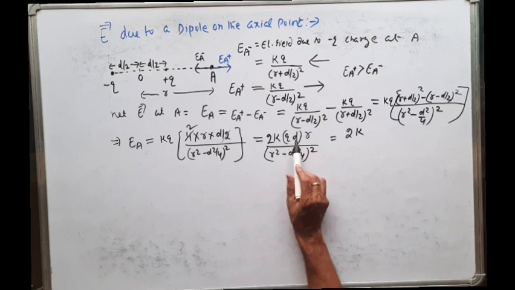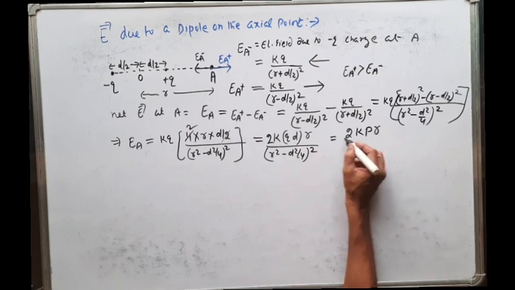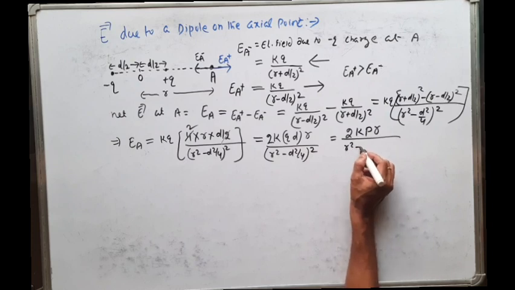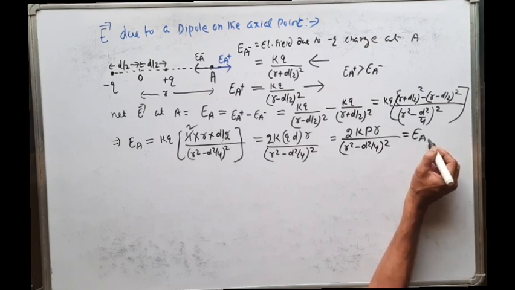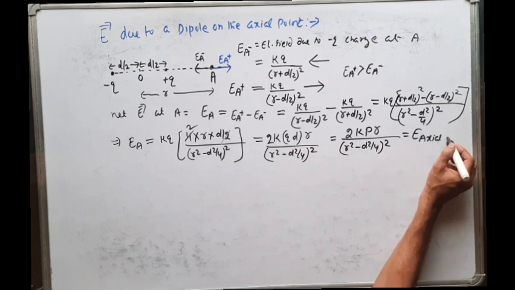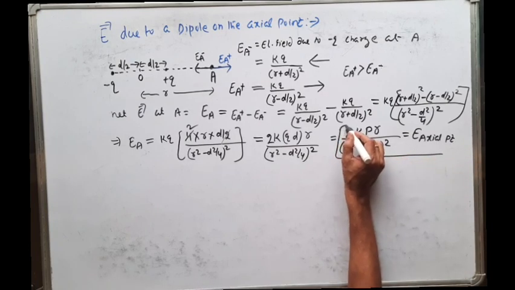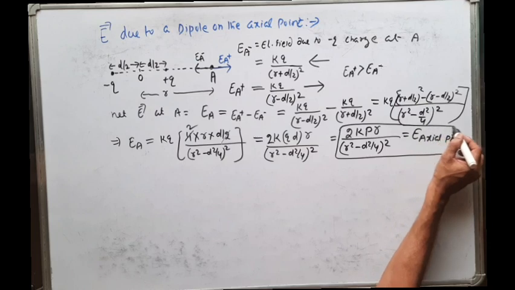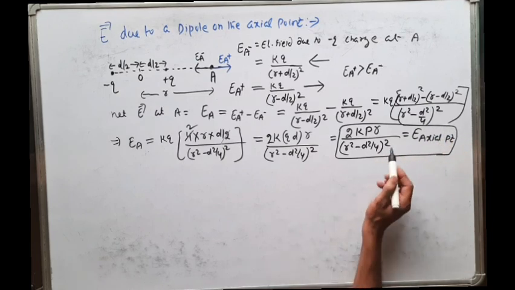So in place of Q into d, I will write the dipole moment: P into R divided by (R square minus d square by 4) whole square. This is the electric field intensity at which point? At axial point due to a dipole. So I am writing it within the box. Box means you have to store this in your memory, because this is important.